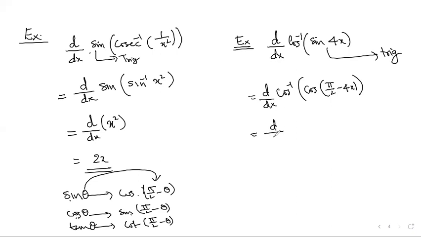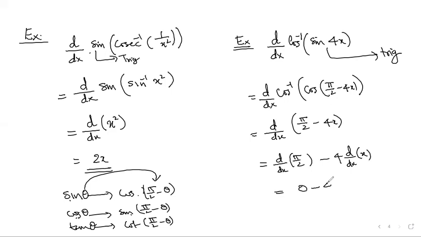Now the cancellation rule is applicable. That became d by dx of pi by 2, which is a constant, minus 4 into d by dx of x. So your answer is 0 minus 4 into 1, which is minus 4. Very good. Now we will make it more complicated. I hope you are understanding these two concepts, how to change sine inverse to sine and cancel.